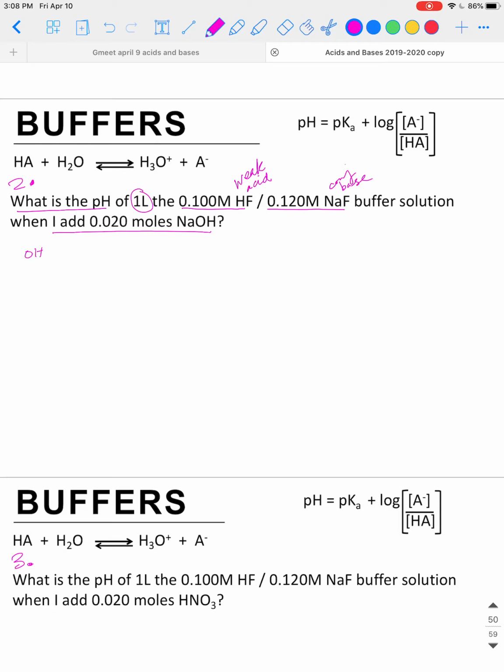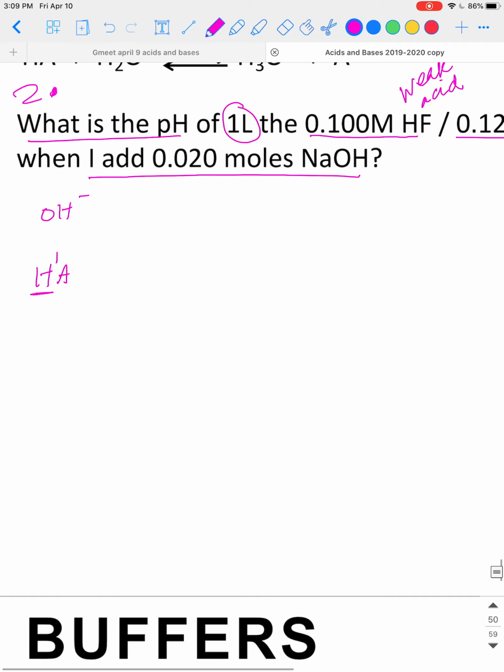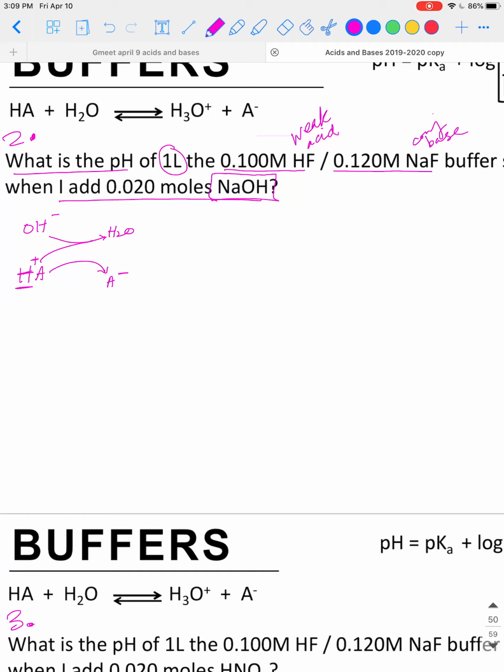I'm going to draw out our buffer diagram really quick. Remember, anytime you have base that you're adding, it is going to react with the weak acid. This weak acid is going to donate its H plus right here, and they are going to make water, and then what's left over? A minus. So we're going to use up some of the weak acid, and we're going to make more conjugate base. So when you add base to a buffer system, the concentration of your weak acid is going to go down. The concentration of your conjugate base will go up.